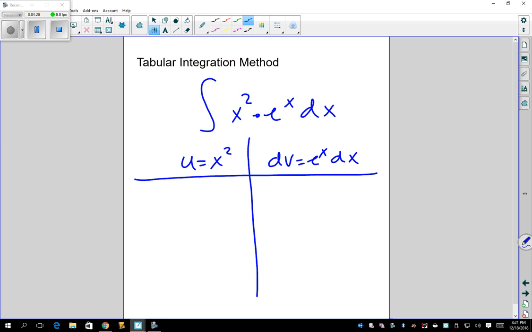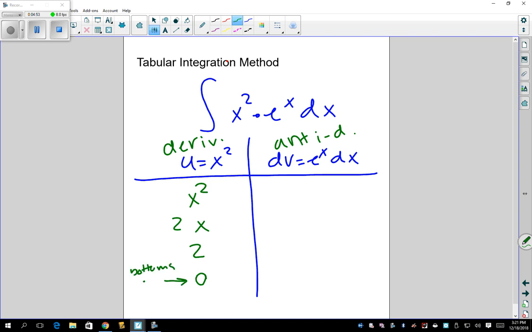And then I'm going to make a giant chart. On the u side, I'm going to take derivatives, and on the dv side, I'm going to take anti-derivatives. So I'm going to write x squared. Derivative of x squared is 2x. Derivative of 2x is 2. Derivative of 2 is 0. And so this is what I mean when I say kind of bottoms out.